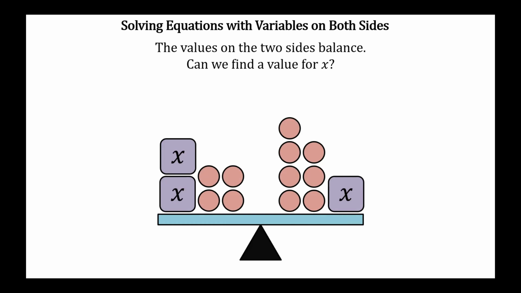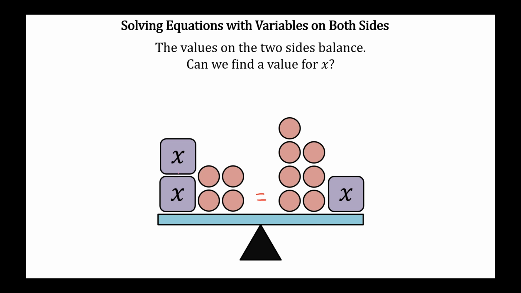Hi class, in this video we're going to be talking about solving equations with variables on both sides. So here I have a visual representation for you where I have a seesaw or a teeter-totter. Since they are in balance right now, they are equal to each other. So let's write this out.